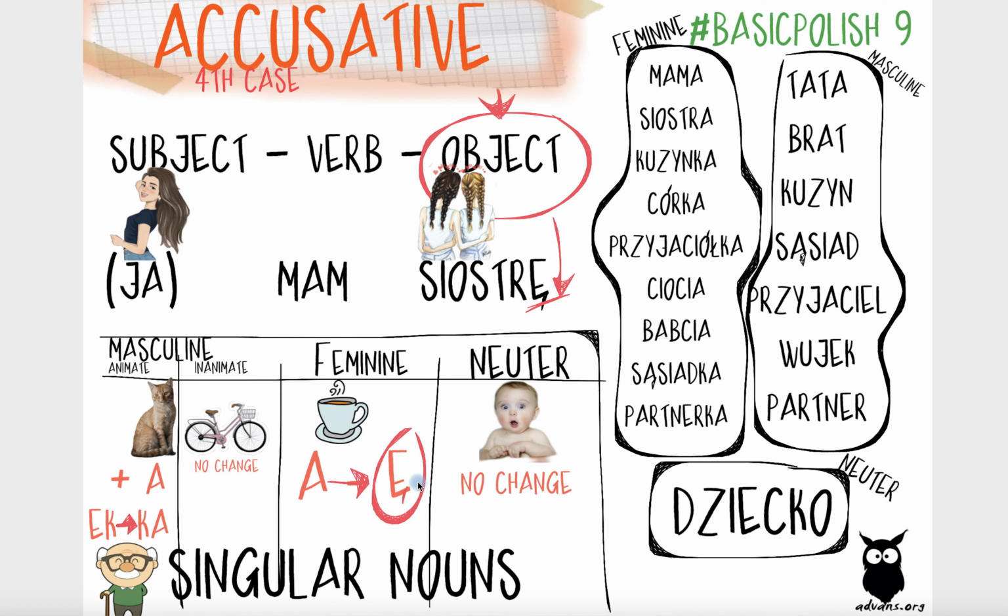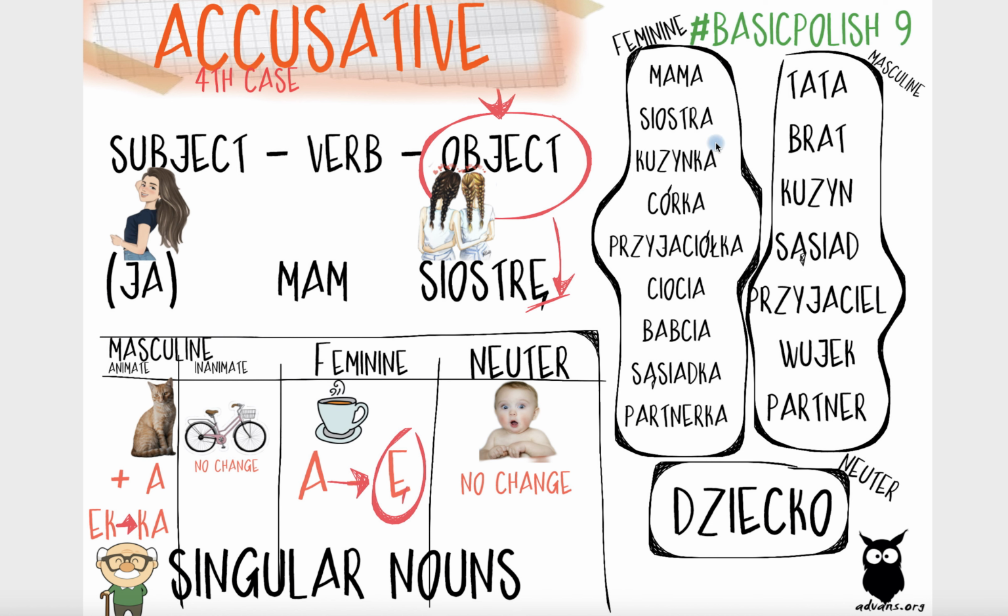Now you heard me right. There are certain words like tata, which is dad. Actually, father is ojciec, tata is dad, that are masculine but disguise themselves as feminine. So that word ends with a, but it's masculine. Don't worry too much about it. For now, I just want you to know that this is an exception. So this is a masculine word that has the ending a, and we will be treating it half feminine, half masculine. I'll tell you more about it in a second.